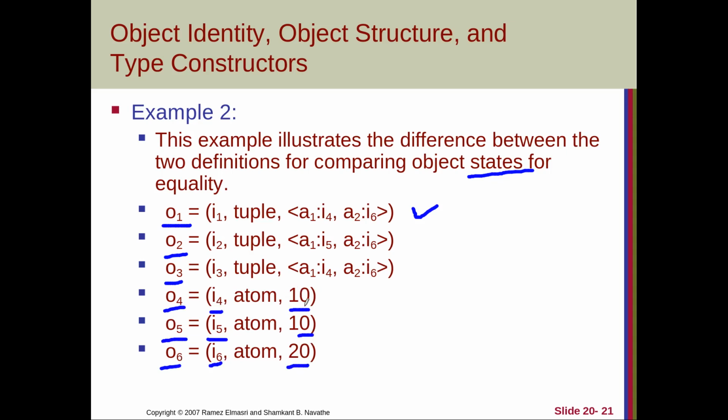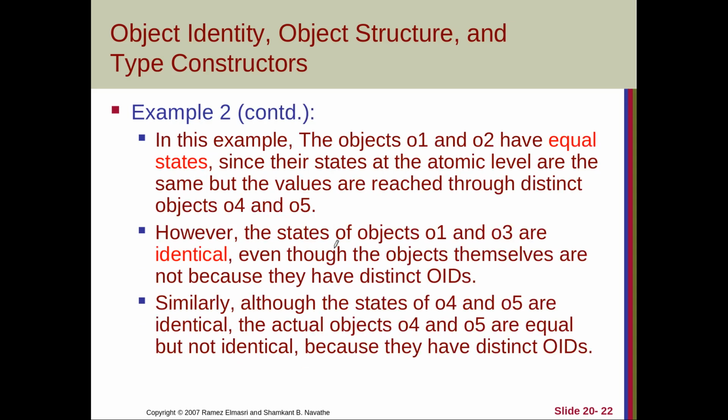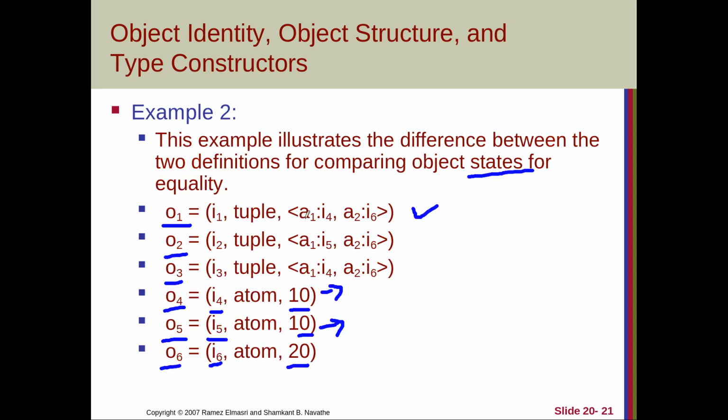So you can see the same 10 is given in 2 different situations by using 2 different object identifiers. So these are actually 2 different items. That is why we are going to differentiate between these object states. Just listen here. The objects O1 and O2 have equal states. Let us see. O1: A1 I4, A2 I6. O2: A1 I5, A2 I6.